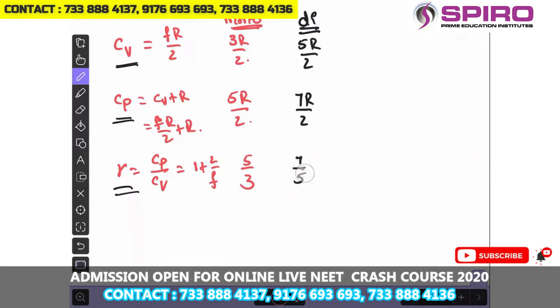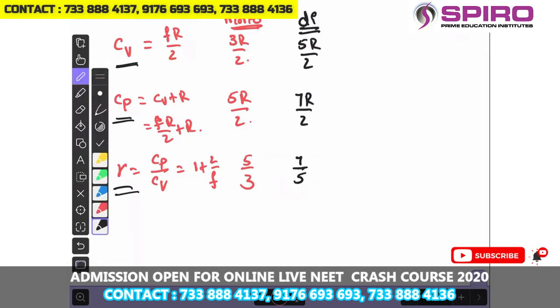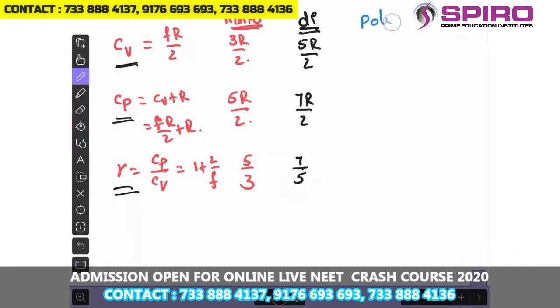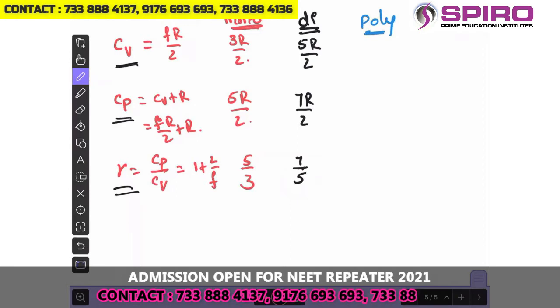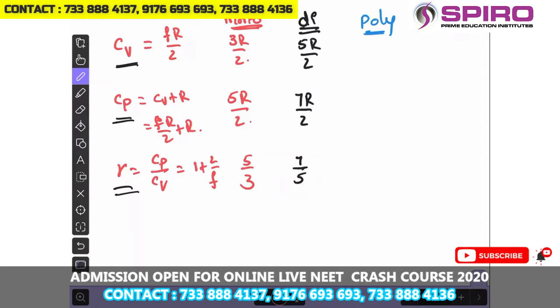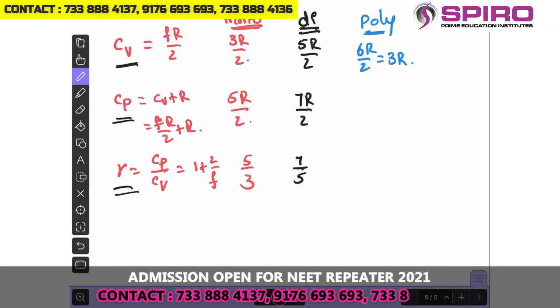And in the same way, if you go for a polyatomic gas, what is the situation in the case of the polyatomic gas? What is the degree of freedom in the case of the polyatomic gas? Polyatomic gas degree of freedom is how much? That is 6. So CV will be 6R by 2 and can also be written as 3R. And for the same polyatomic gas, CP will be 6R by 2 plus R, which is 8R by 2.